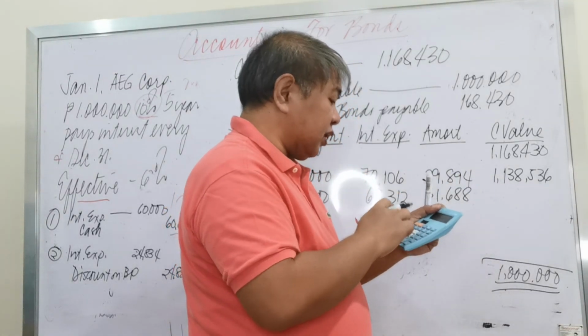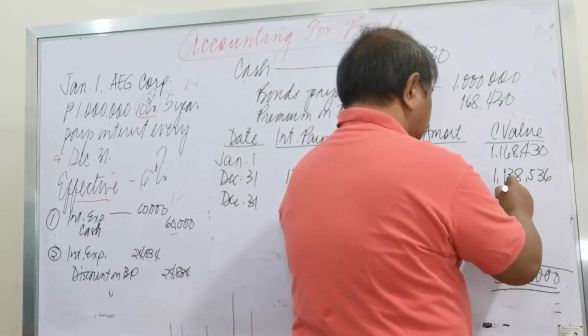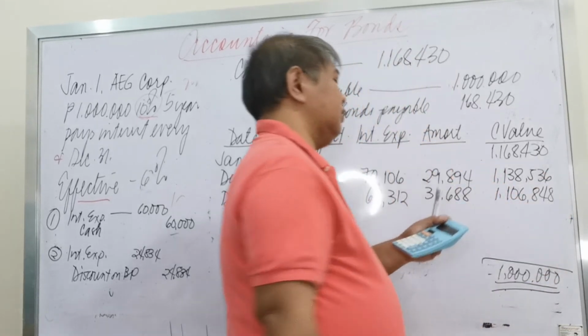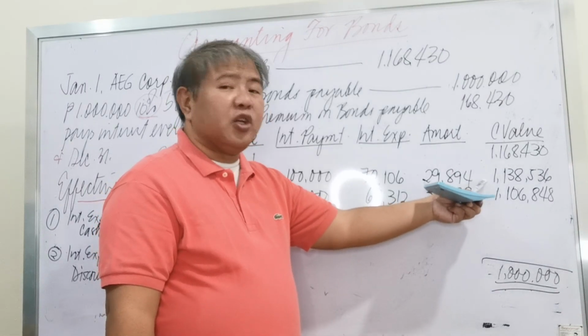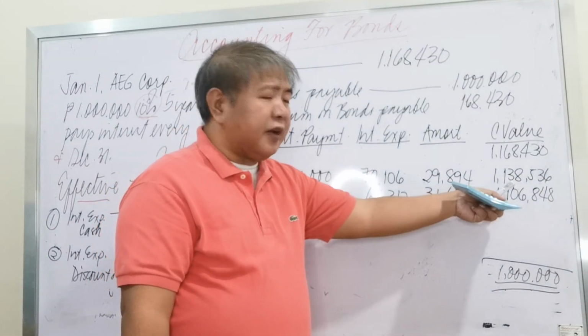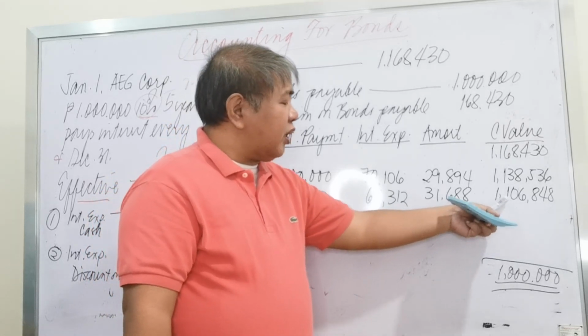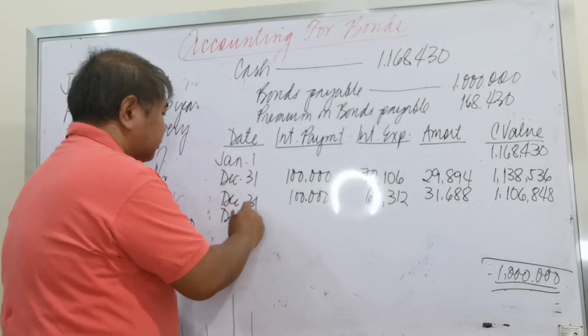And again, the objective is to decrease this, bring this down to 1 million. So minus 1,138,536. So 1,106,848. Okay? So the carrying value of the obligation at the end of the first year is 1,138,536, if that will be the question. On the second year, that will be 1,106,848. Okay? Let's now go to the third year.